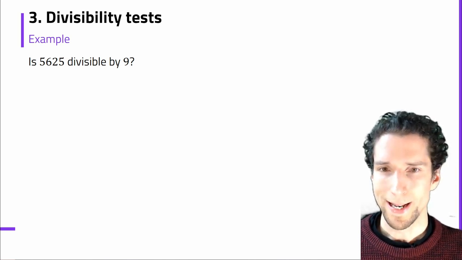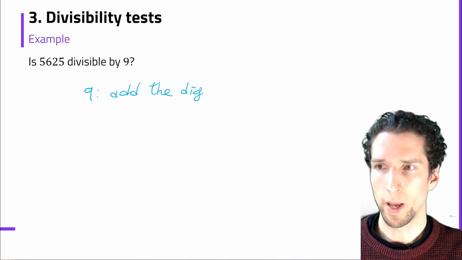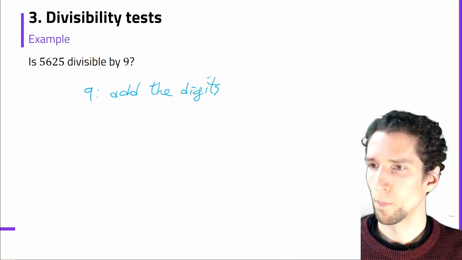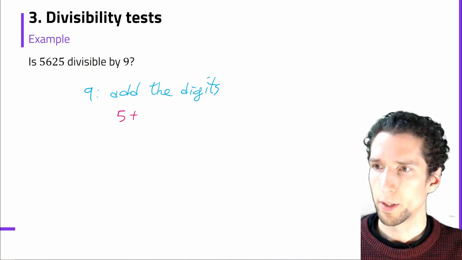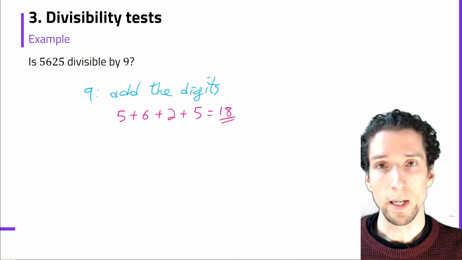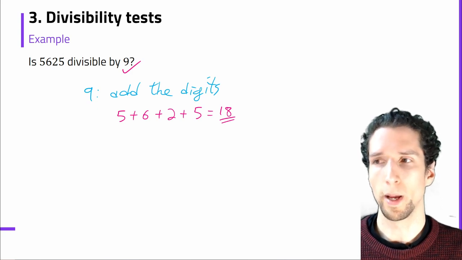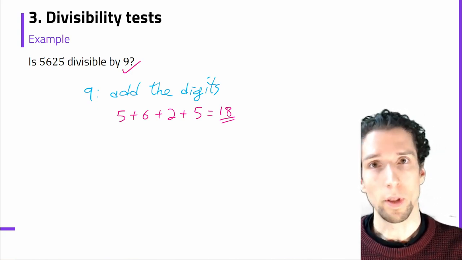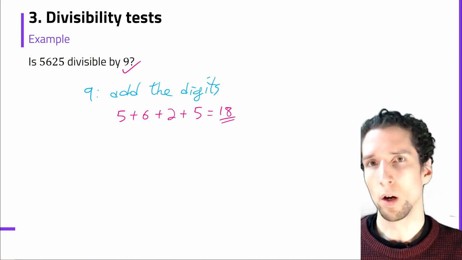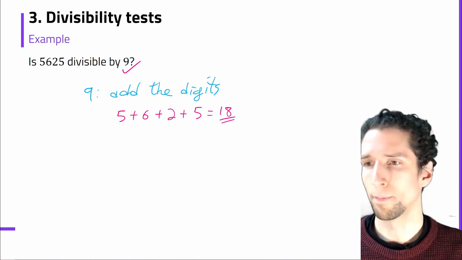So divisibility by 9. To check for divisibility by 9, we do the same thing that we did for divisibility by 3. We just add the digits together. So in this case, we have 5 plus 6 plus 2 plus 5, and that result is 18. And 18 is divisible by 9, so yes, the original number will be divisible by 9. Again, if we want to know the actual results, we have to then do long division or something, but at least we can know in advance if we should bother doing that.